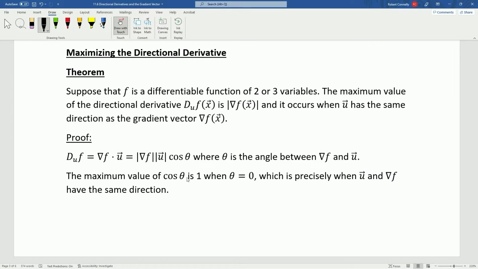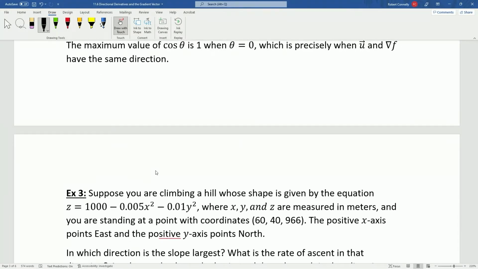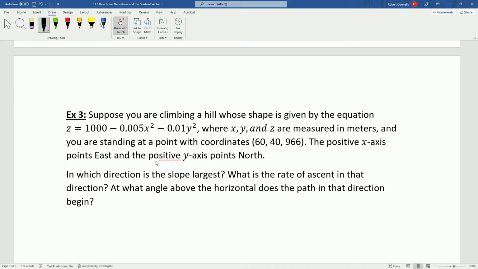So the maximum value of cosine of theta is 1 when the angle theta is 0, right? And that's going to be the largest value we can get, right? The magnitude of u is always going to be 1 because it's a unit vector. So the maximum value you get here is when cosine of theta is 1, which gives you the magnitude of the gradient of f. And it's going to happen when the angle between them is 0. So in other words, when those two vectors have the same direction. So pretty simple idea, I think. Okay, so let's tackle another example here.